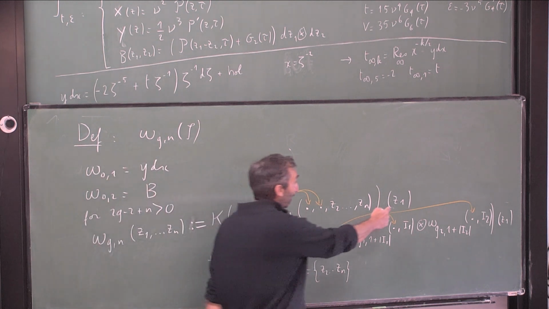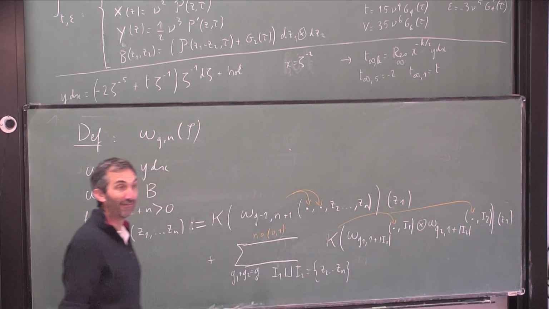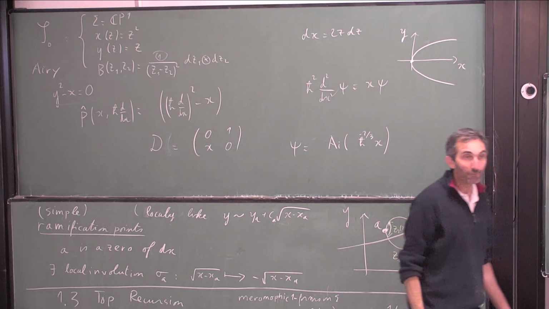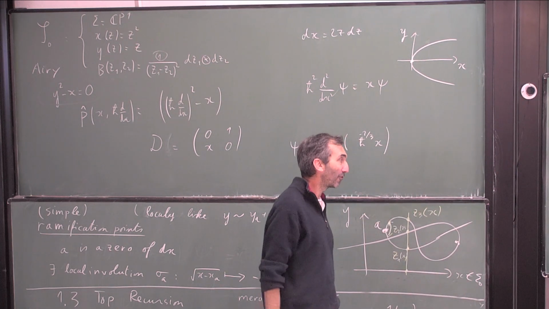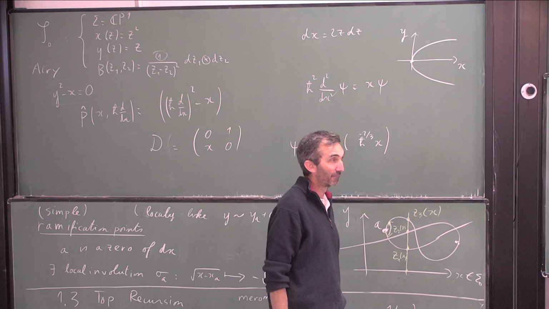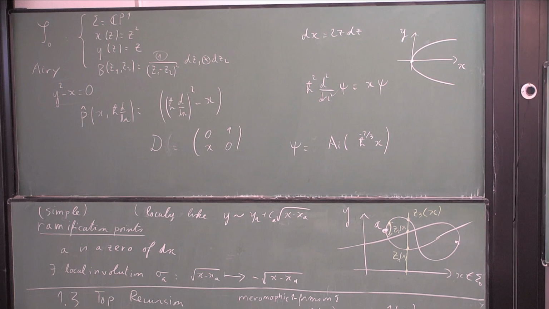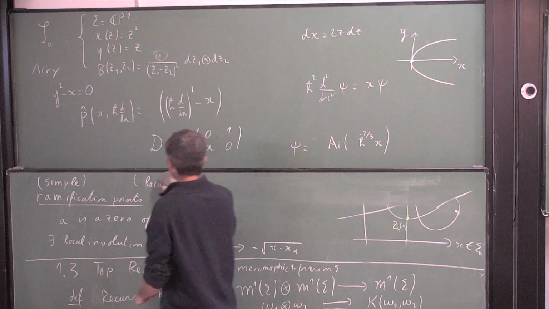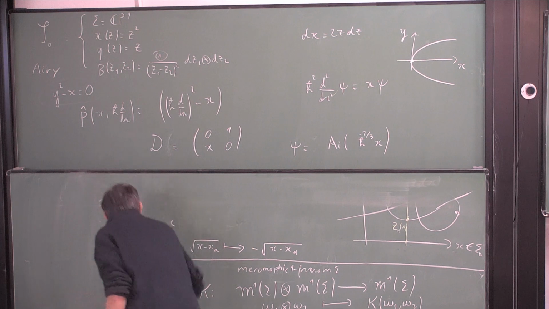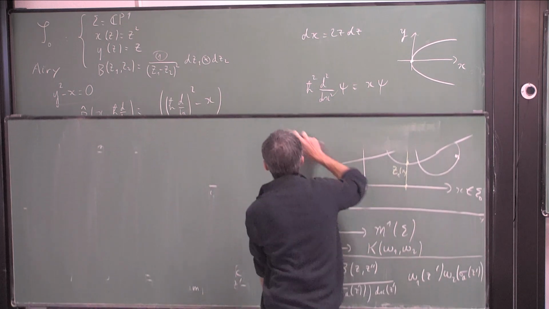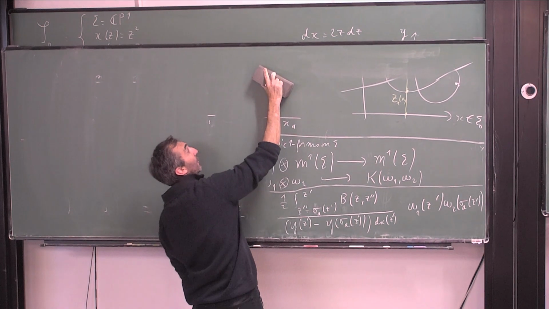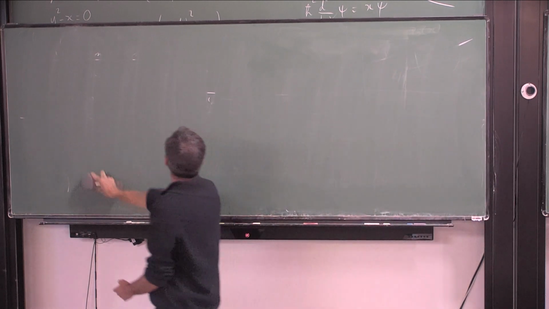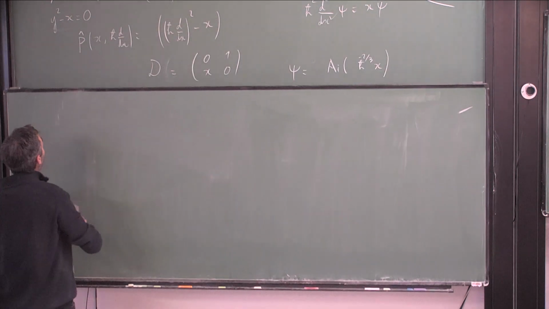Z1 seems to play a very different role compared to all the other Zi's. But here I write it in this way, as if it were symmetric. In fact, you can prove by recursion that the result is always symmetric. This is not trivial. Well, it's not very difficult either, but the result is always symmetric. So let me mention some properties.